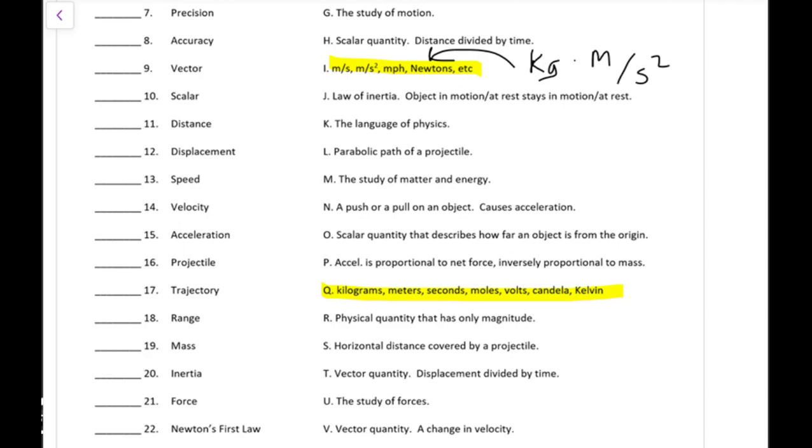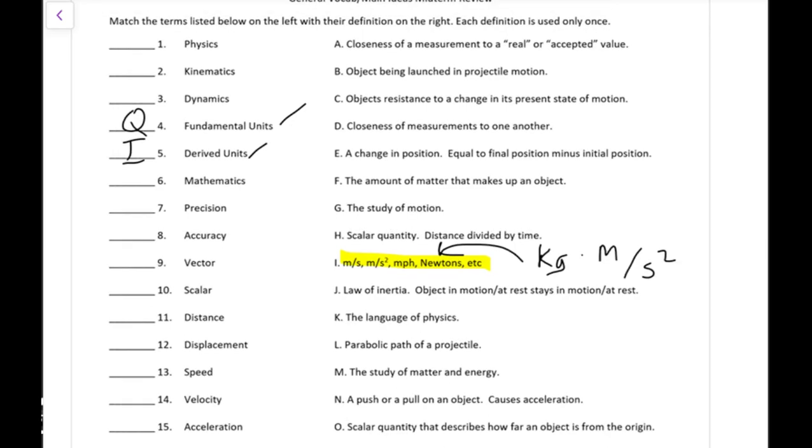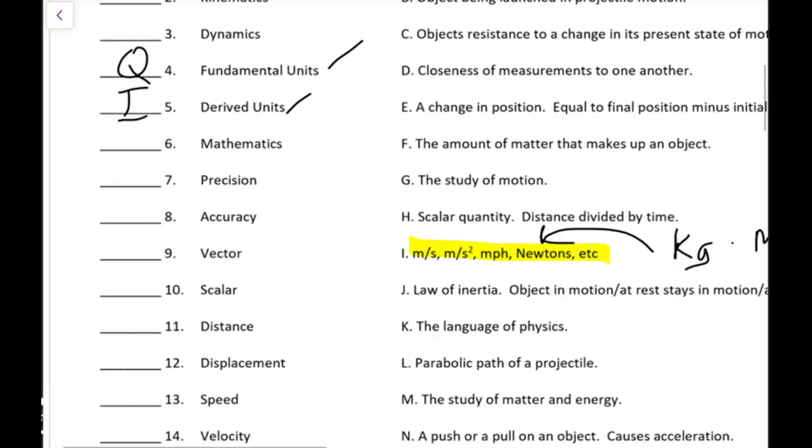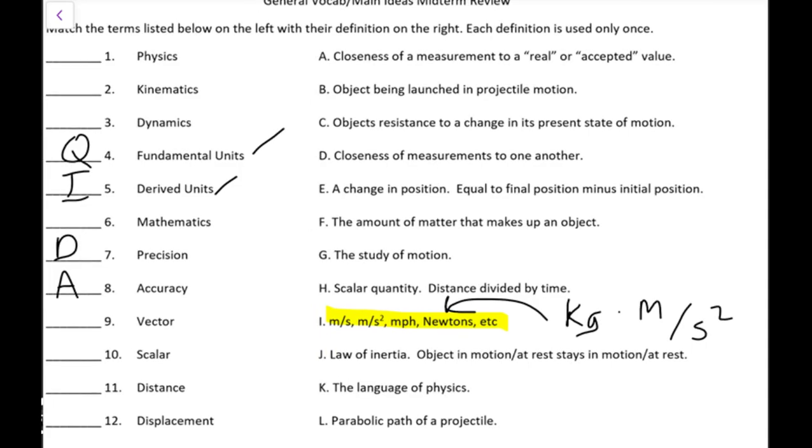A few other terms to go over: accuracy versus precision, number 7 and 8. And so precision is letter D, and accuracy is letter A. So let's look at those ones. So precision says the closeness of measurements to one another, and accuracy says the closeness of measurements to a real or accepted value.